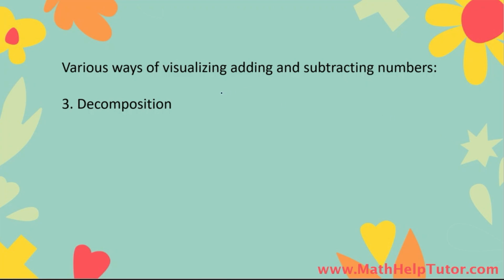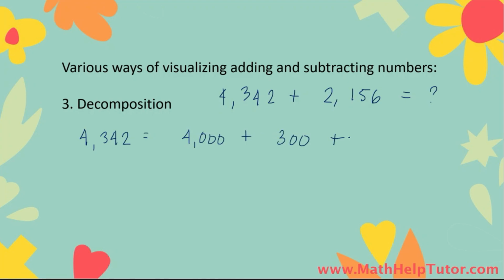Let's now try higher numbers and a little bit faster this time. Let's try 4,342 plus 2,156. Let's write the decomposed forms so that it's much faster for us. So for 4,342, that's equal to 4,000 plus 300 plus 40 plus 2. And then for 2,156, that's equal to 2,000 plus 100 plus 50 plus 6.